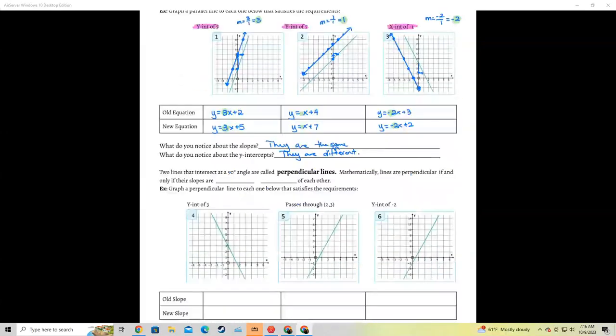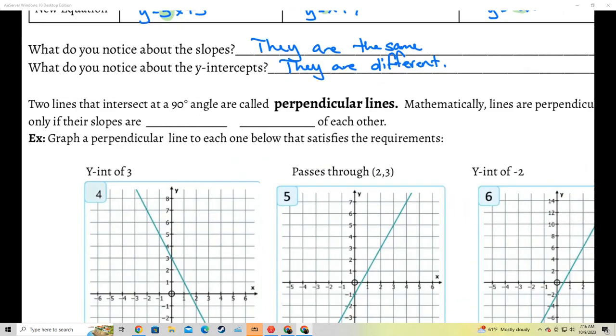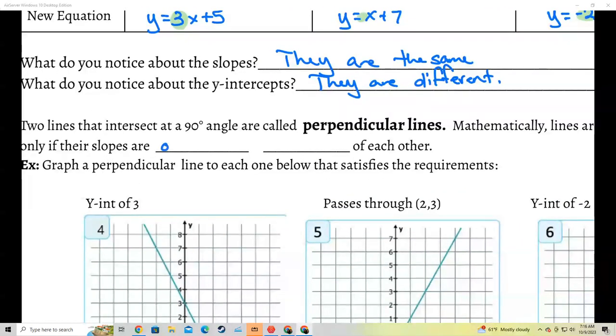Our next definition for today is that two lines that intersect at 90 degrees are called perpendicular lines. So if they're going to cross each other perfectly at a 90-degree angle, we call them perpendicular. Mathematically, lines are perpendicular if and only if their slopes are opposite reciprocals of each other. When I say opposite, I mean they're going to have the opposite sign. So if the first one's positive, the second one's negative. And as far as reciprocals, we need to flip the fraction as well. So not only do you need to change the sign, but you need to flip the fraction.